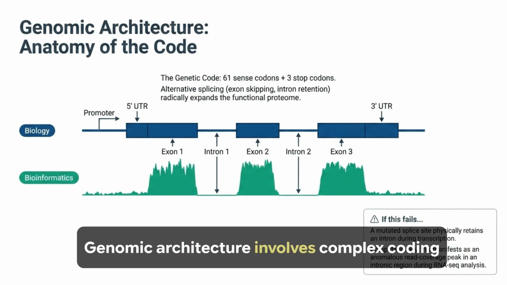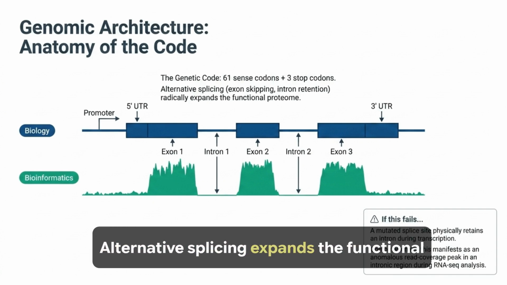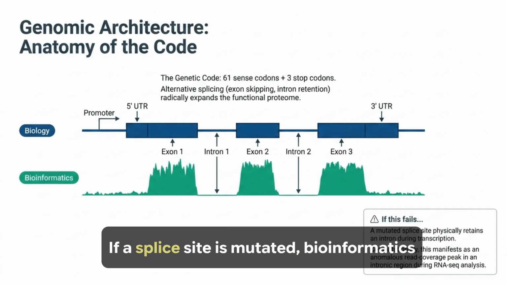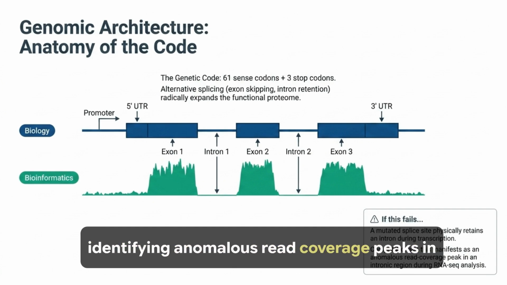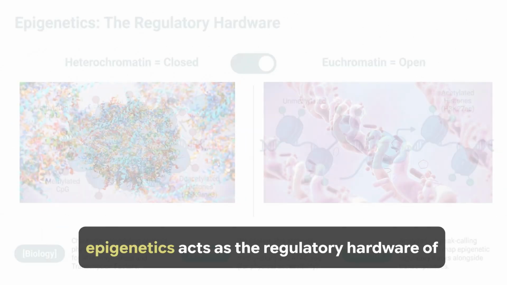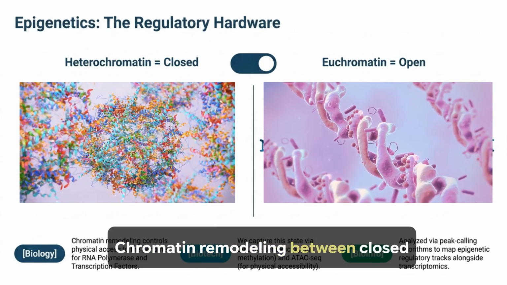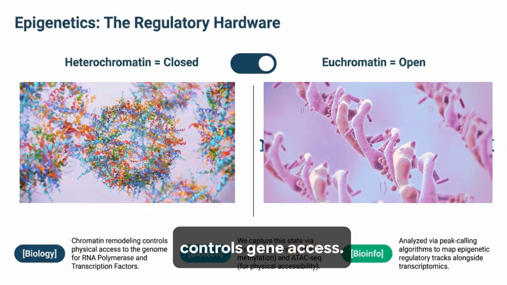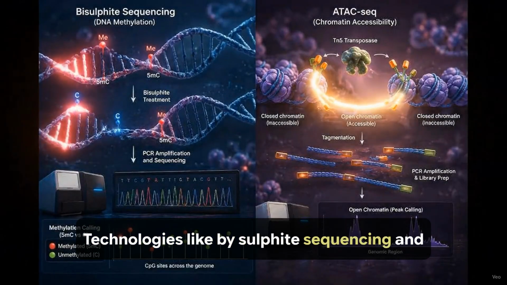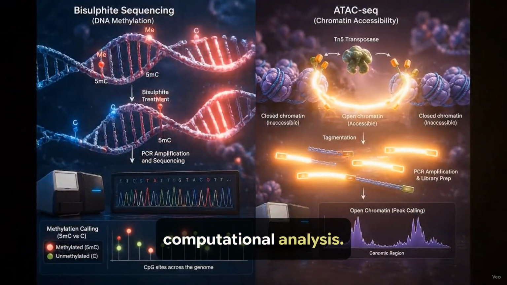Genomic architecture involves complex coding elements like exons and introns. Alternative splicing expands the functional proteome. If a splice site is mutated, bioinformatics analysis of RNA-seq data can detect this by identifying anomalous read coverage peaks in intronic regions. Epigenetics acts as the regulatory hardware of the genome. Chromatin remodeling between closed heterochromatin and open euchromatin controls gene access. Technologies like bisulfite sequencing and ATAC-seq allow us to capture these states for computational analysis.